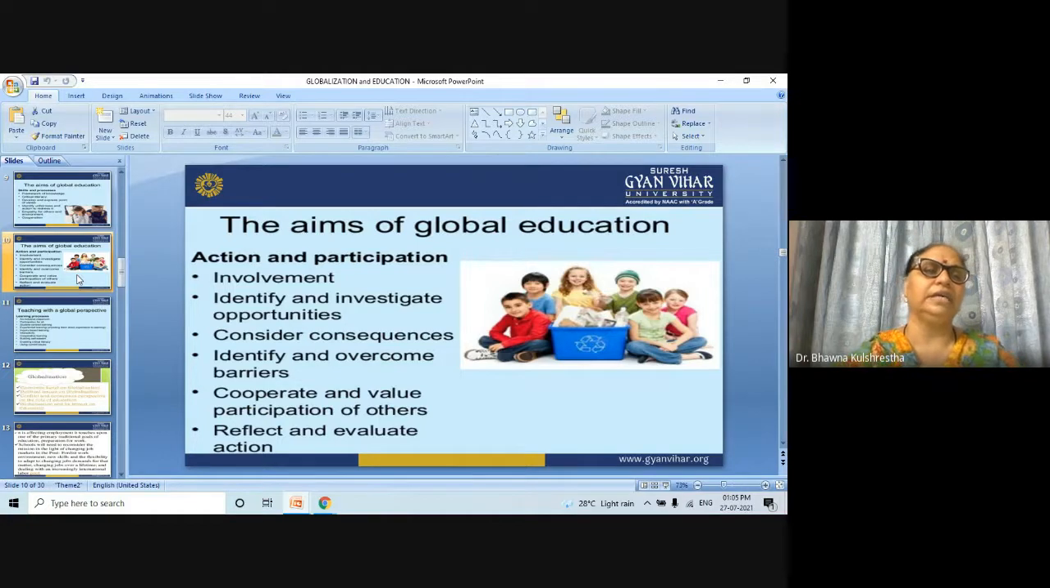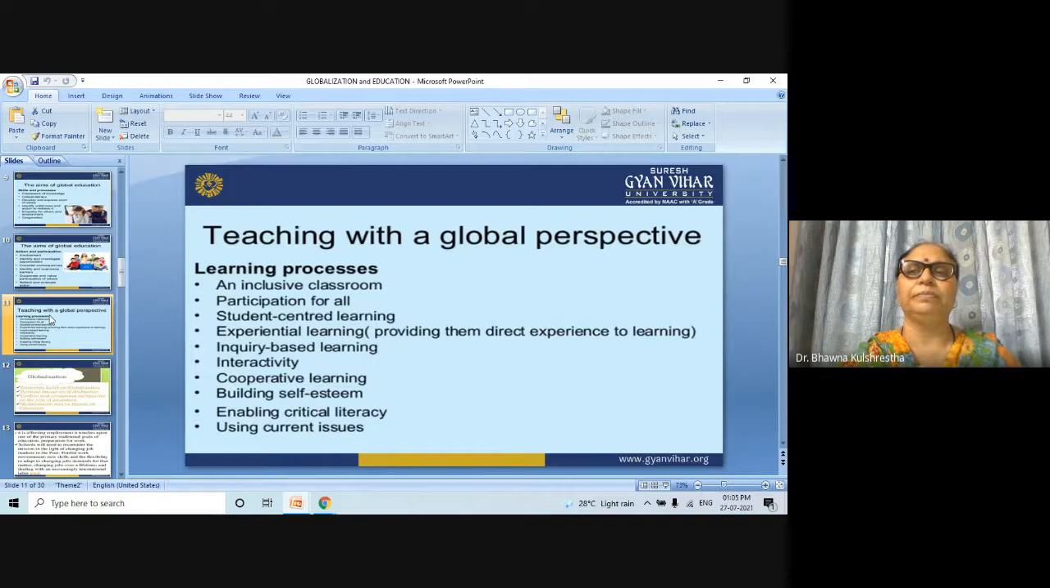And the next, the teaching with a global perspective, learning process, and the learning process: an inclusive classroom, participation for all, student-centered learning, experiential learning, providing them direct experience to learning, and inquiry-based learning, interactivity, cooperative learning, building self-esteem, enabling critical literacy using current issues. These are the learning processes of global perspective.